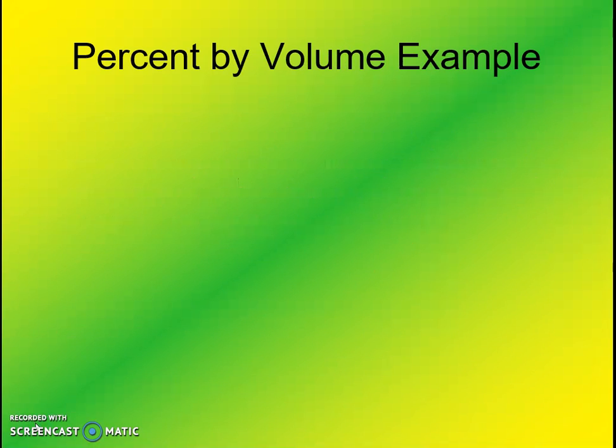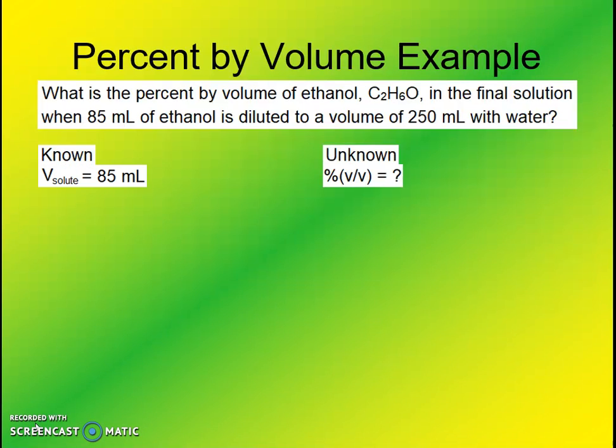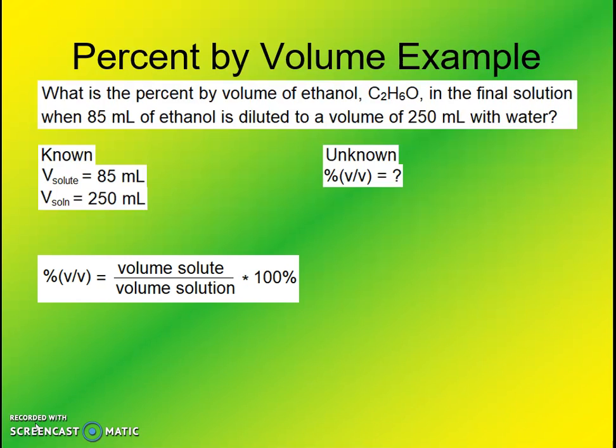First up, we'll look at percent by volume. So we're going to take a mixture of ethanol, C2H6O, and we're going to take 85 milliliters of ethanol. We're going to dilute it up to a volume of 250 milliliters with water. So what do we know and not know? Well, we don't know what the percent volume is. That's what we're looking for. But we do know we have 85 milliliters of ethanol, which is our solute, that is then in a solution of 250 milliliters. So we can just use those since they are in the same units. They're relative to each other. We can just find our percent using those two different measurements.